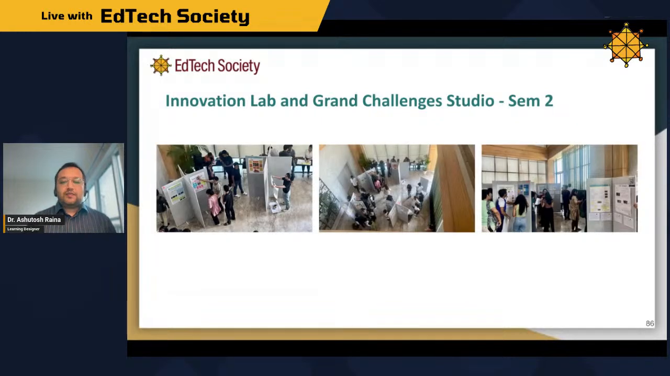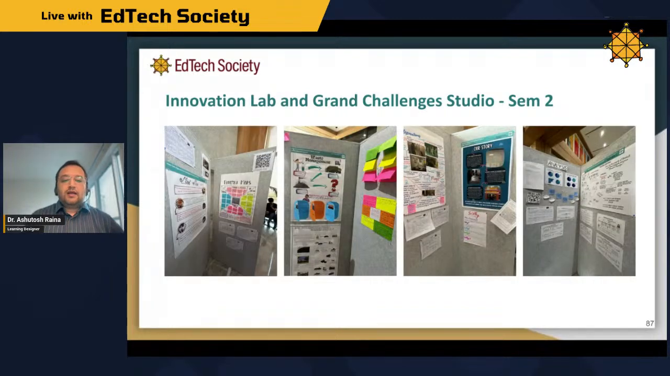So here is an example of when the students were setting up their exhibition, which is the team exhibition. And here are some examples of how they presented the problems that they discussed. For example, one that you can see here is about waste management.